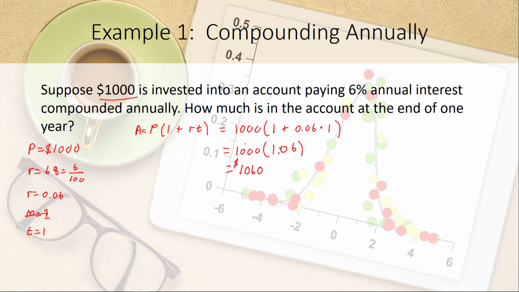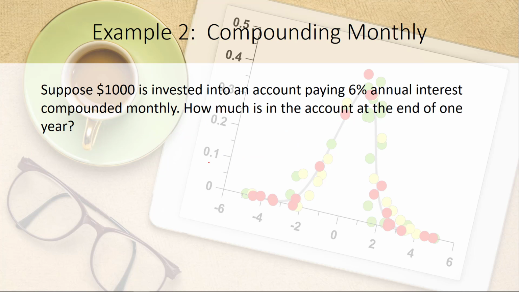And let's go to our next example, which is the exact same problem, but we are going to compound monthly. And let's see how this works. First, let's actually write down what our answer was for the first part. That was $1,060. So we are investing $1,000 into an account that pays 6% annual interest, but it's compounded monthly. So every single month we are going to compute our interest and add it to the principal. And our question is, how much will we have after 1 year?